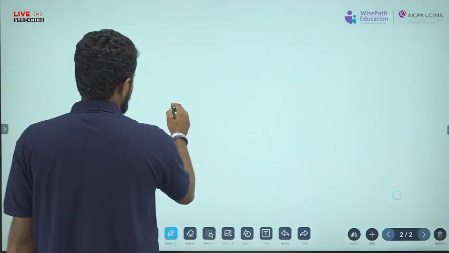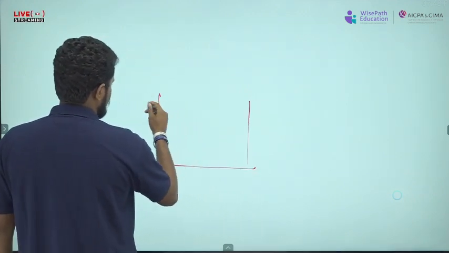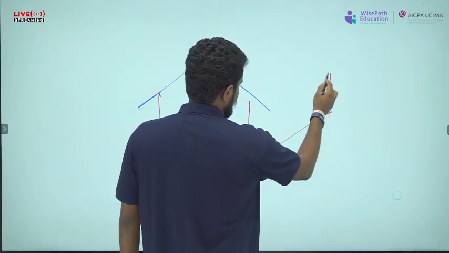Think, this is your home. This is the roof of your home and these are the walls.